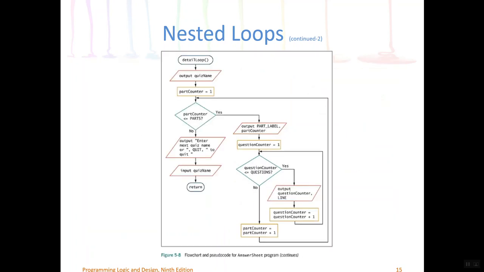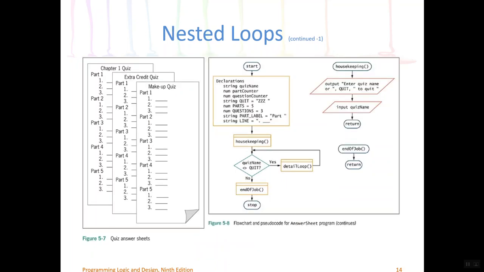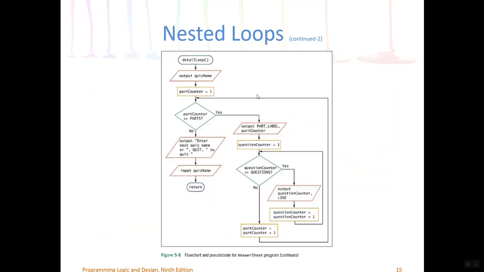So here's the detail loop. We start out by printing the quiz name. That's going to be for the top of the form. And then we want to print 5 parts for that quiz. So notice that we have a separate variable, it was actually declared over here, part number, and we initialize it to 1. So I'm going to stop right there and emphasize that when you're using nested loops, each loop has its own loop control variable.